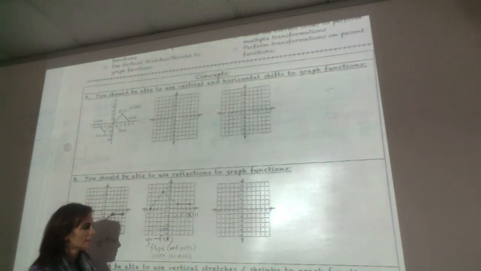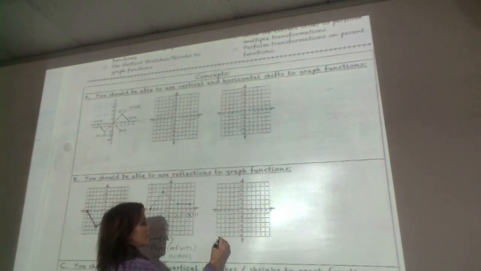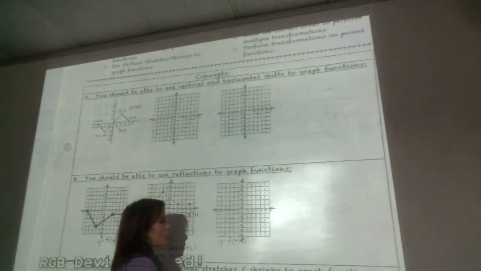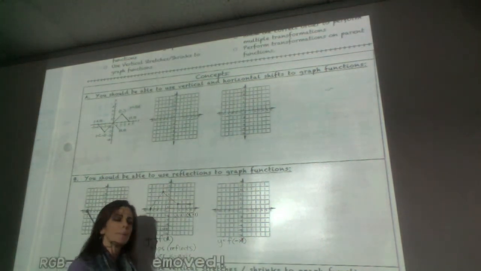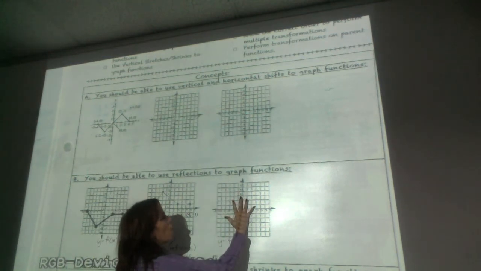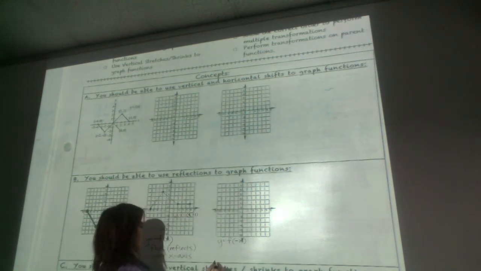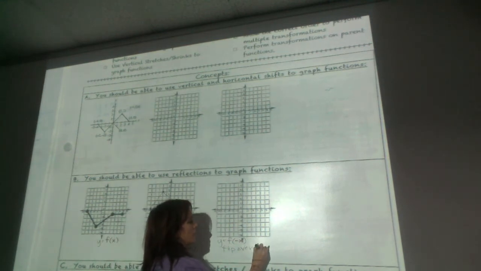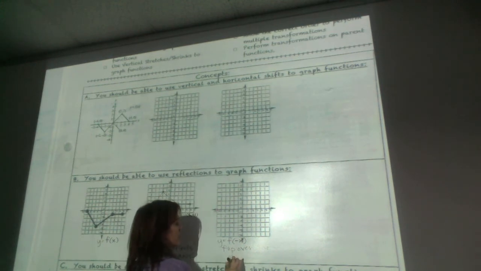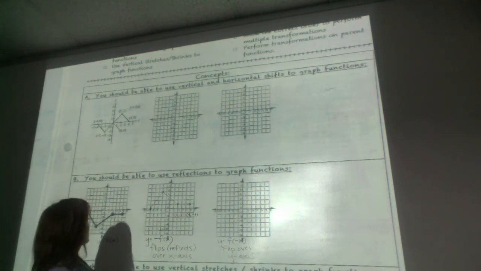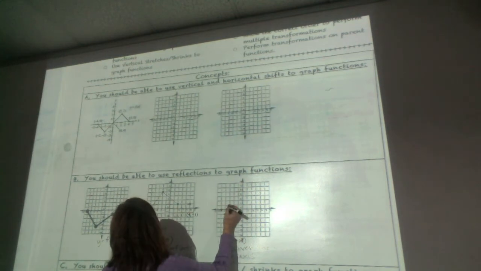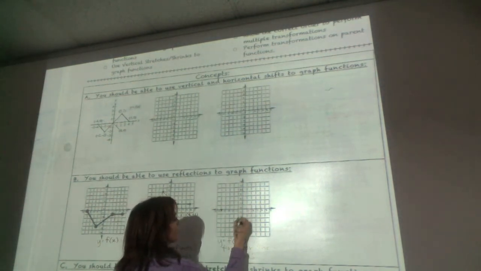Now when you take a negative and put it inside the function, like this, y equals f of negative x, what that's going to do is reflect it, but it's going to reflect it over the y-axis. Okay, so this is a flip over the y-axis. Okay, so let's take those original values. I'm going to just plot them real quick here.